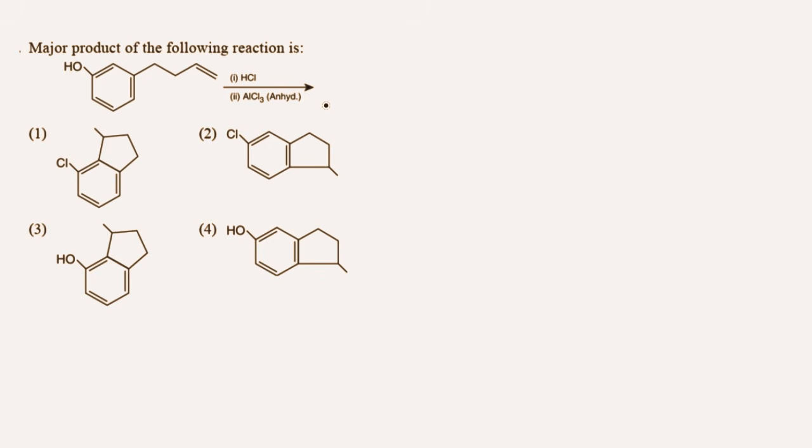What is the major product for the given reaction? So there is a phenol molecule and you can see there is a side chain with the double bond, and the first reactant here is hydrochloric acid. So what should happen? There is an electron rich center which will take up the proton from the hydrochloric acid. That is the first step.